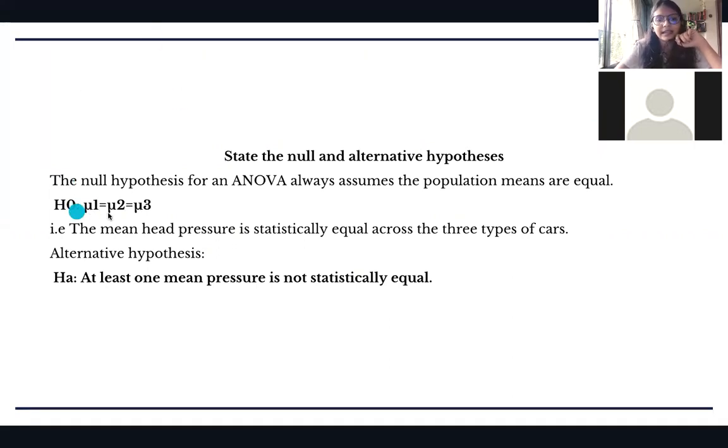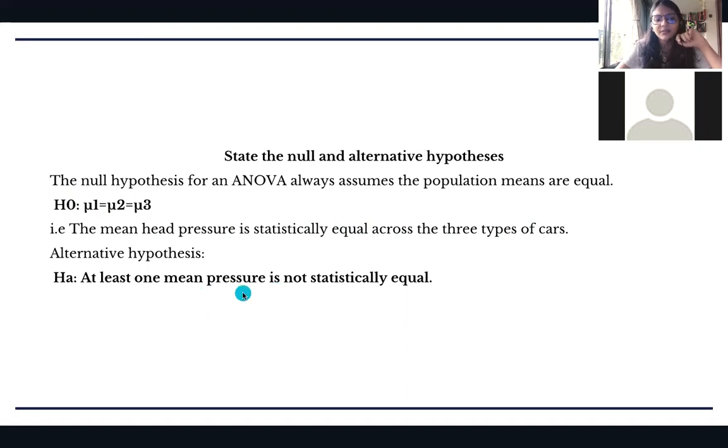So basically H naught means that pressure is equal across the three different types of cars. So no matter what type of car it is, whether it's a sedan or an SUV, the pressure will be the same. And your alternative hypothesis is that probably if you're sitting in a compact car, then there'll be more pressure as compared to an SUV.